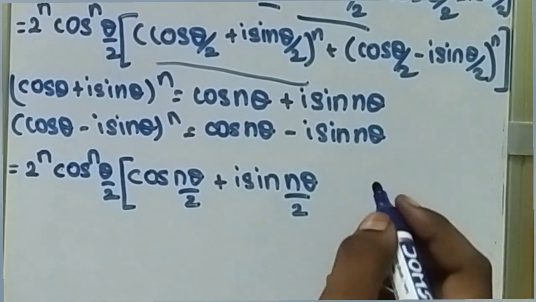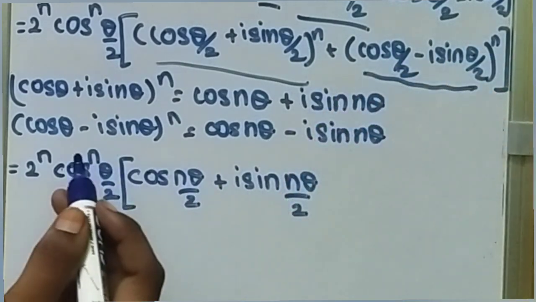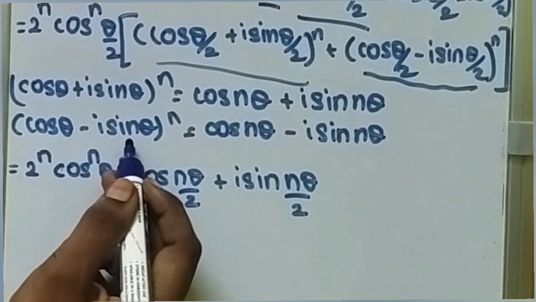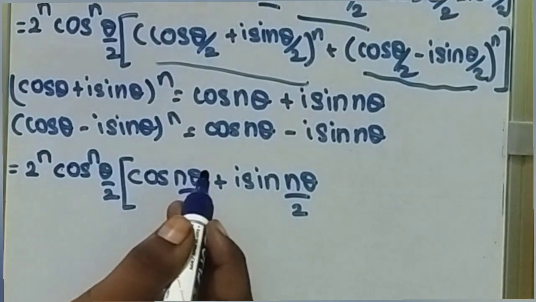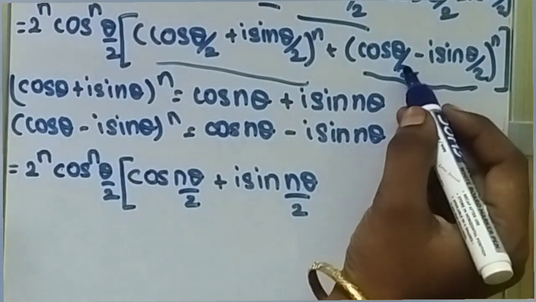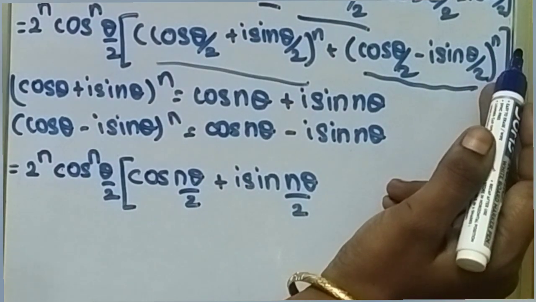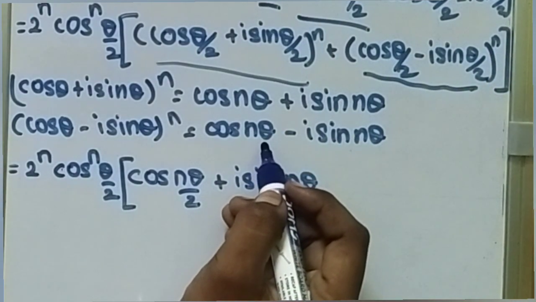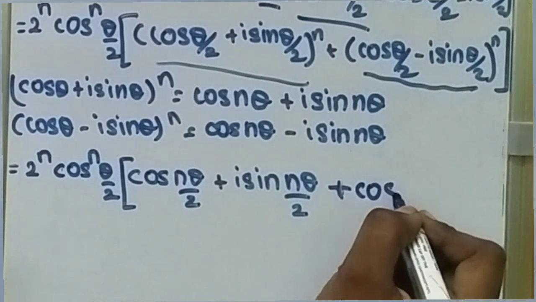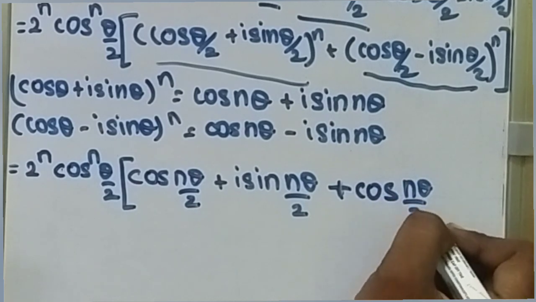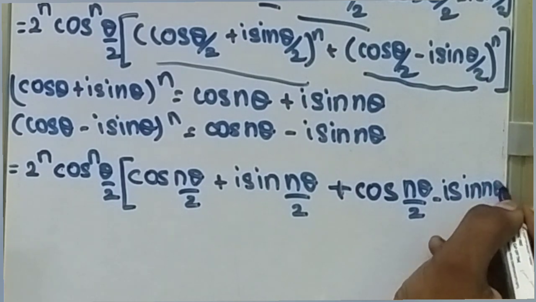Clear? So now we are going to expand this term. It is in the format of cos theta minus i sin theta power n, so it becomes cos n theta minus i sin n theta. What is in the place of theta? In place of theta we have theta by 2. What is the power? n. So what will come here? n theta by 2. Shall we substitute? Yes. So it becomes cos n theta by 2 minus i sin n theta by 2.